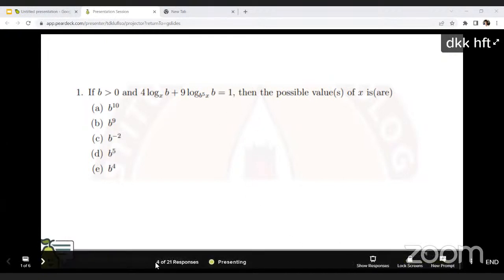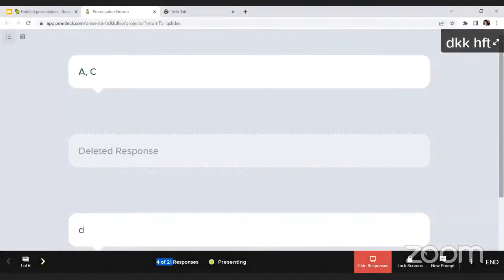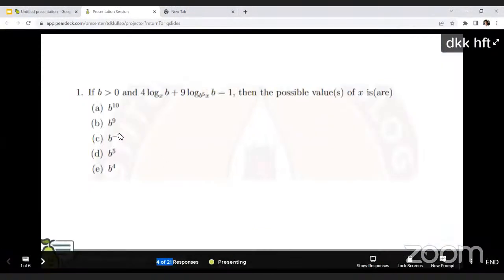Okay, I have got only 4 responses. Let's see the responses: A and C. Okay, let's discuss this.